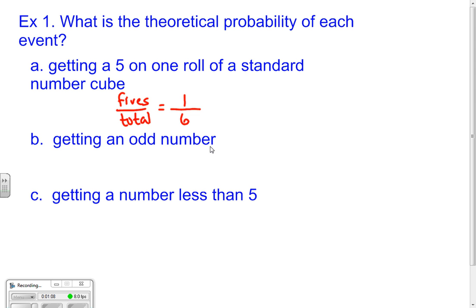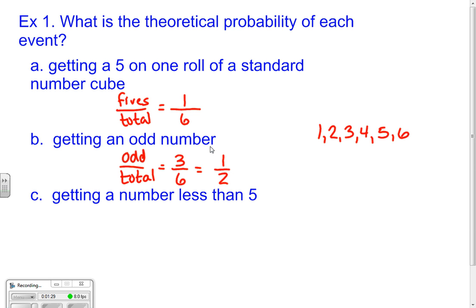Letter B, getting an odd number. I'm looking for odds over total. Just in case you need it, here are the possible outcomes on a standard number cube. And of those possible outcomes, the odds are 1, 3, and 5. So there are 3 of them, 6 total numbers. Reduced means I have a 1/2 chance of it occurring.